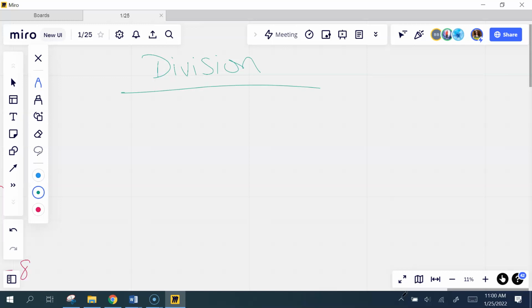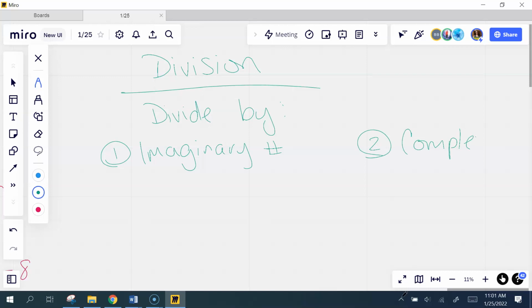We've done addition, we've done subtraction, we've done multiplication, but we have not done division of either imaginary or complex. So here's what I'm going to tell you. There are 2 scenarios. If you divide by an imaginary number versus a complex number, why might there be an issue dividing by either one of those? Think about it. Why could I not have 1 over 2i? What's wrong with that?